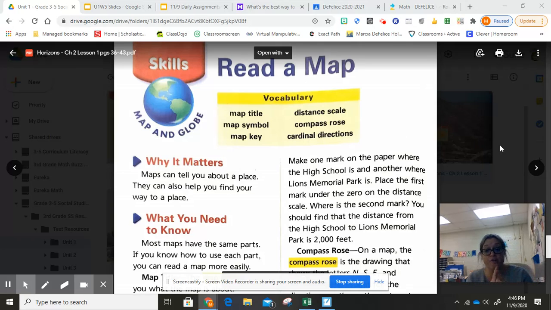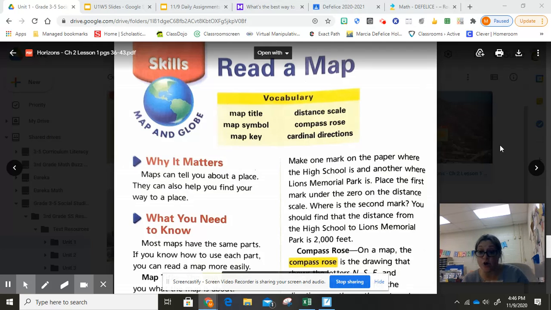In addition to your map title, your map symbols, and your map key, there's usually a little distance scale on your map. And what is a distance scale? A distance scale is used to measure how far it is between places on the map. Now, obviously, they're not going to be able to give you a distance scale in miles, but they're going to tell you that maybe 1 inch equals 100 miles or 1 inch equals 10 miles. And then you can get an approximate idea of how far things are located on your map.